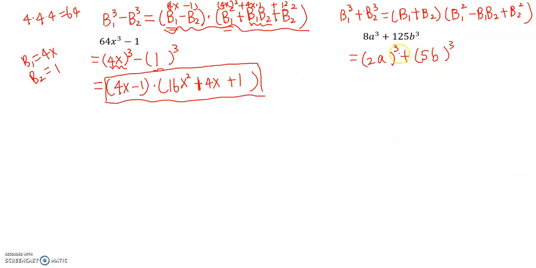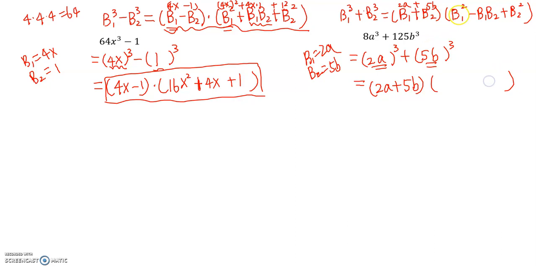All right, now let's apply the formula. Again, in this case, our b1, first base, is 2a. So that's our b1 here. b2, the second base, is 5b. That's b2. Now apply the formula. We're not going to take the cube, but we're going to take only the base. So b1 plus b2, base 1 plus base 2. In this case, b1 is 2a plus b2 is 5b. So that's the first one.